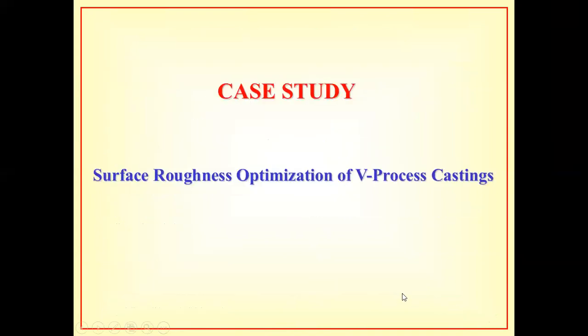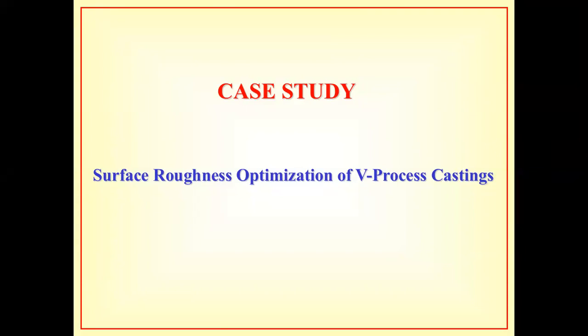Fine. Now I will quickly give you one case study, which is the output of one of my master's students. He worked on surface roughness optimization of a casting process. The first step is to identify the problem. He identified that he had to optimize a vacuum process of casting. On what characteristics, what should be the output? Surface roughness.